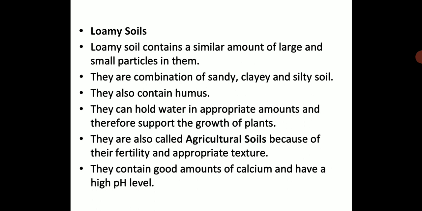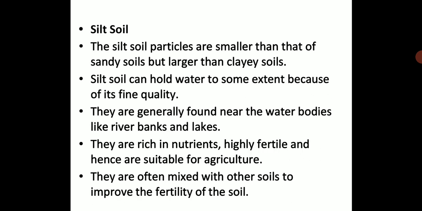So they are not very acidic, which is harmful for the plants. They have a high pH, meaning they are not acidic, and they are very suitable for agriculture. Therefore they are called agricultural soil, and they can hold an appropriate amount of water. All those properties are suitable for agriculture. That is loamy soil. Then silt soil, let us see what silt soil is.